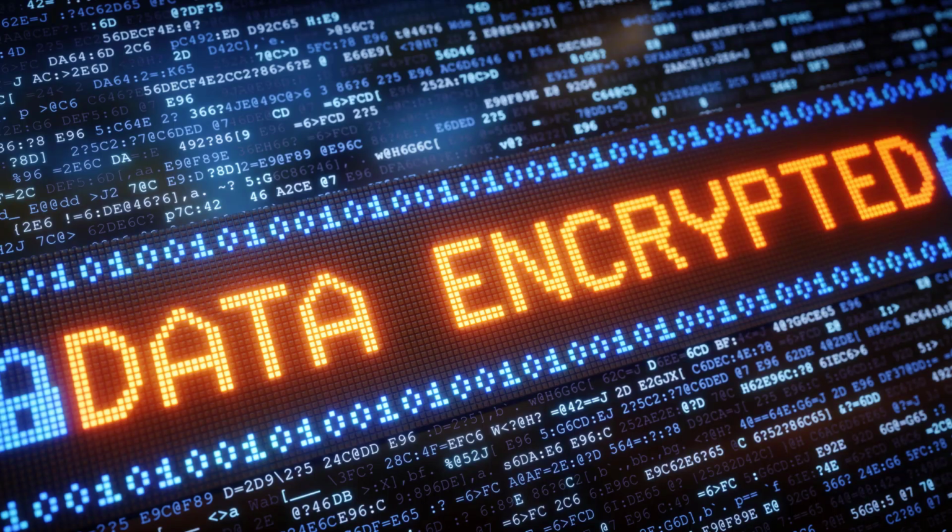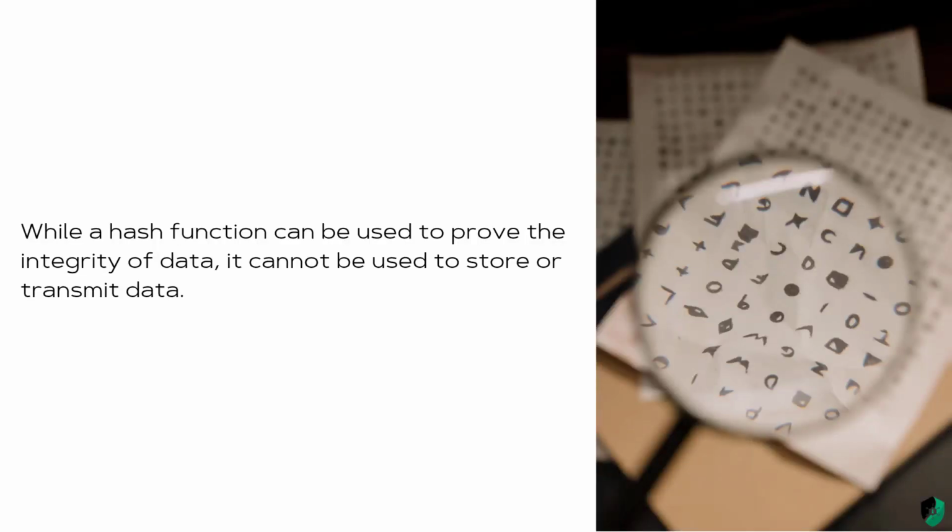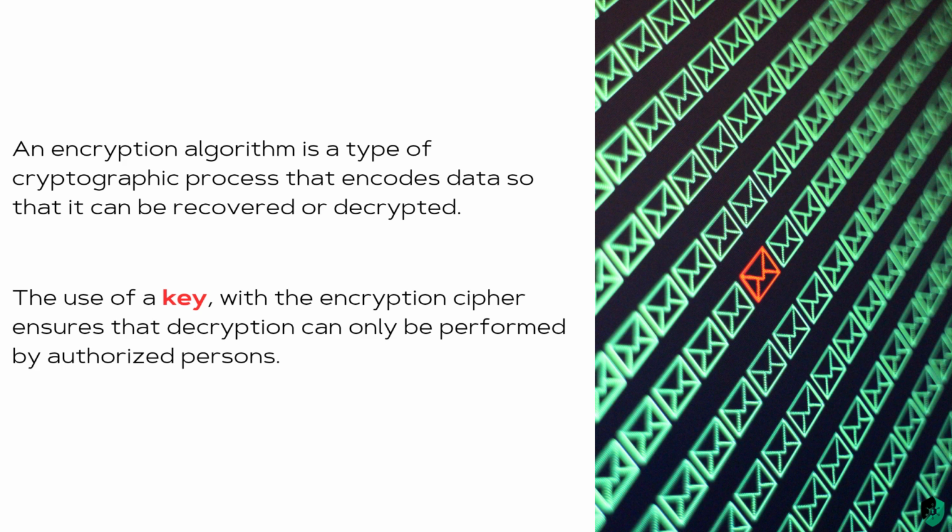Let's now move on from hashing to encryption. Now, while a hash function can be used to prove the integrity of data, it cannot be used to store or transmit that data. An encryption algorithm is simply a type of cryptographic process that encodes data so that it can be recovered or decrypted. The use of a key with the encryption cipher ensures that decryption can only be performed by authorized persons.